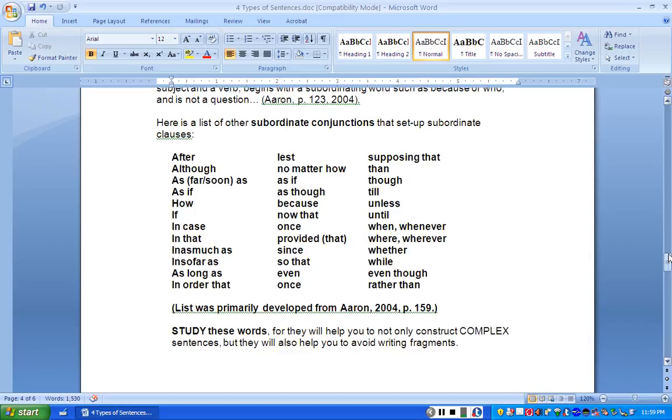Right? Now listen to that. Because she was late for the interview, comma, she did not get the job. She did not get the job is the sentence. You hear that? The full sentence.